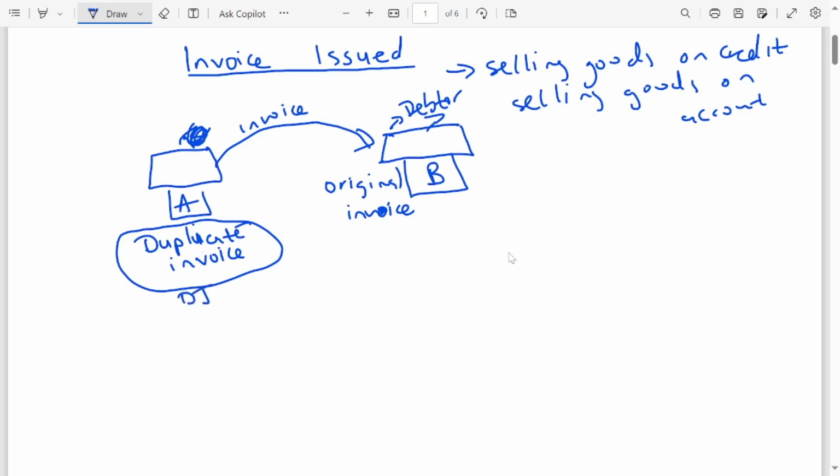Okay, so whenever they're talking about a duplicate invoice, there is an invoice that is used when the business is selling the goods on credit or when the business is issuing an invoice. So the original invoice goes to the debtor. The business will be left with a duplicate invoice.